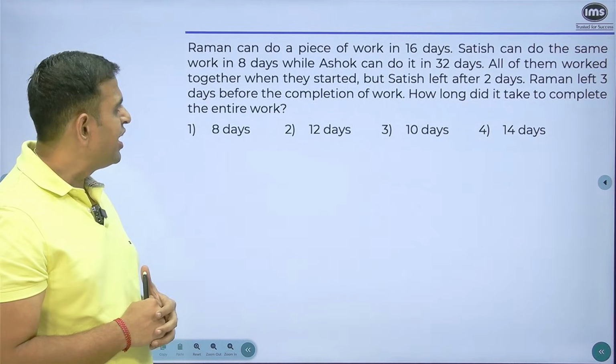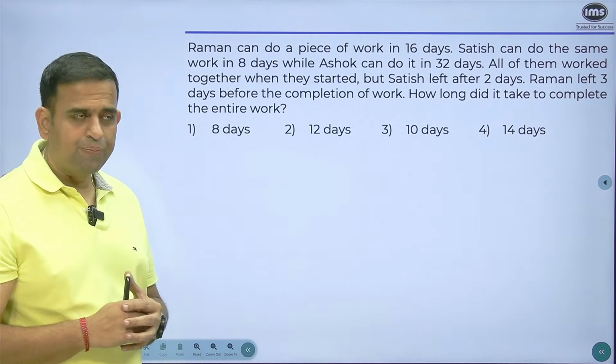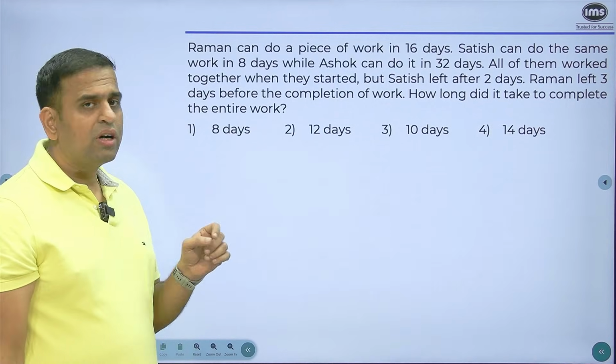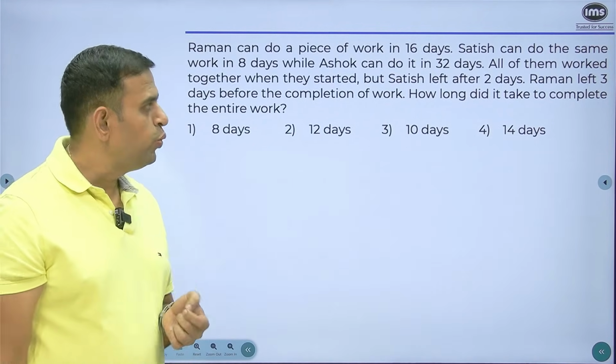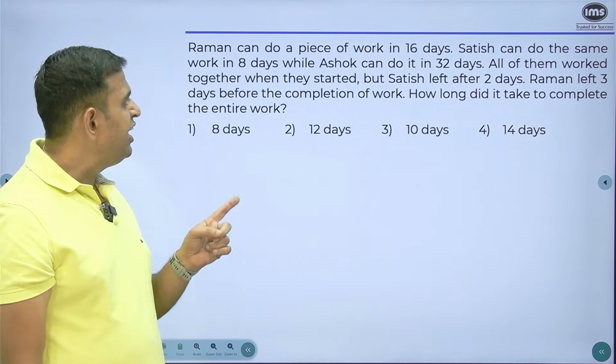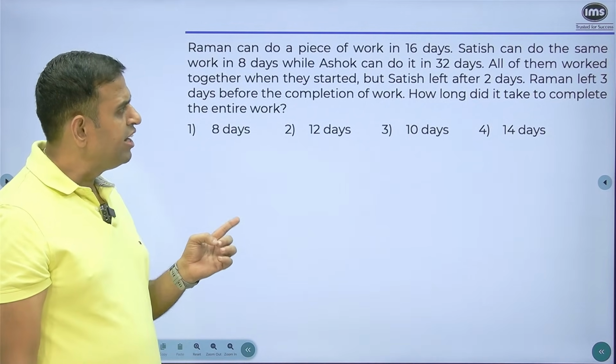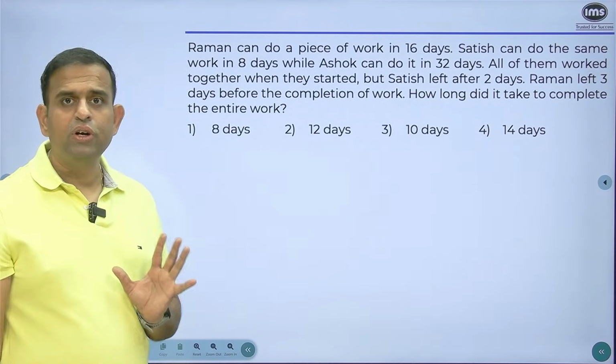All of them worked together when they started. So all of them started the work together. But Satish left the work after 2 days. Satish has worked only for 2 days. Raman left 3 days before the completion of the work. How long will it take to complete the entire work over here?